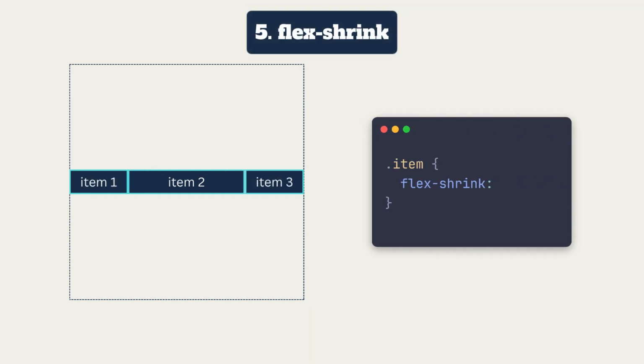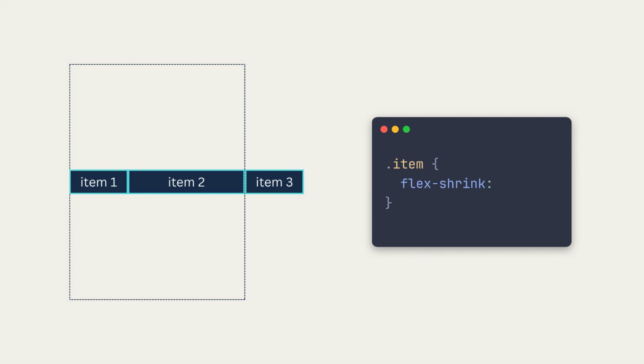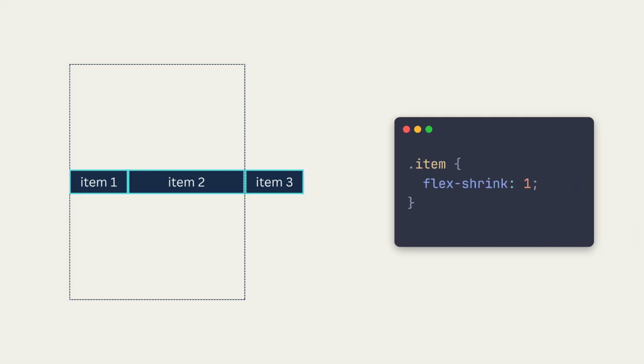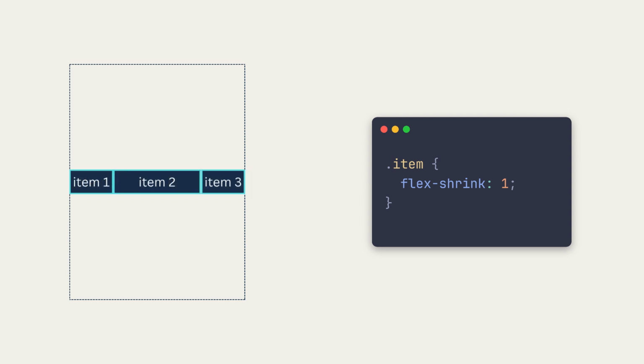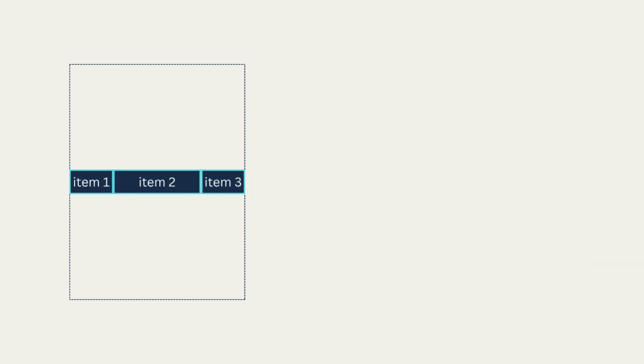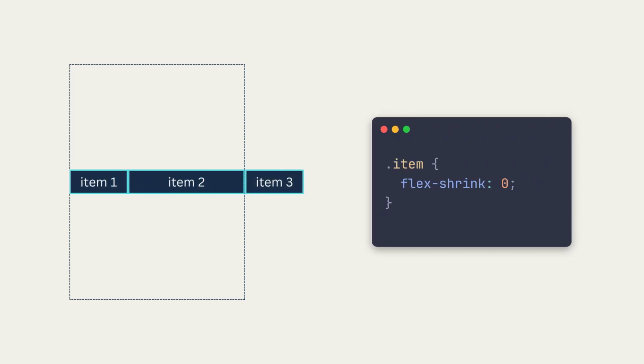Third, flex shrink. Kind of like the reverse of flex grow, it specifies what happens when the item is bigger than the container. Any non-zero numbers mean that the items will shrink with the container. If we set it to 0, the items will overflow.